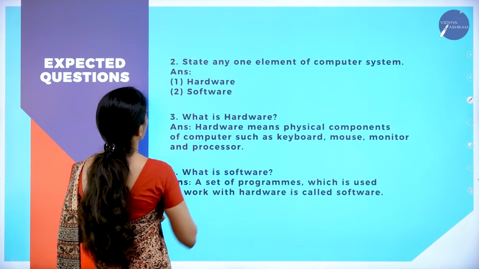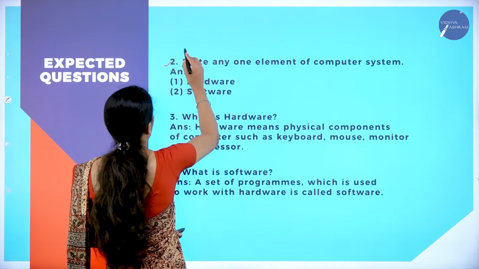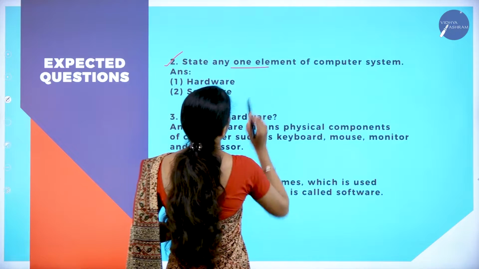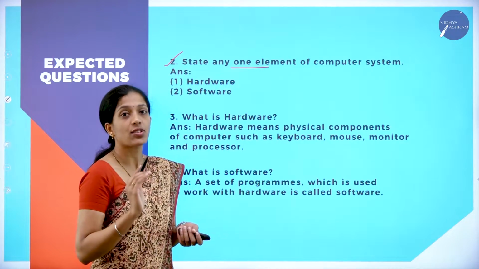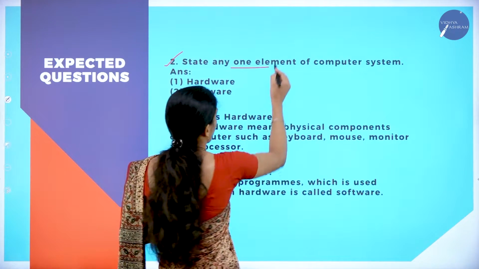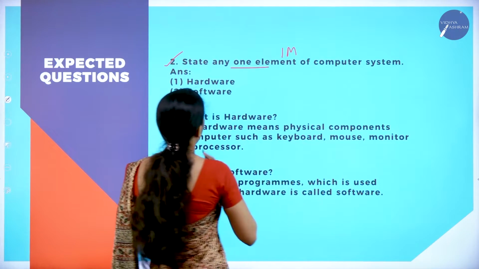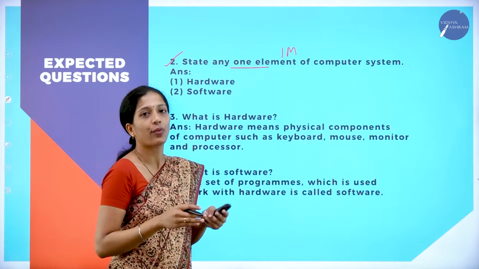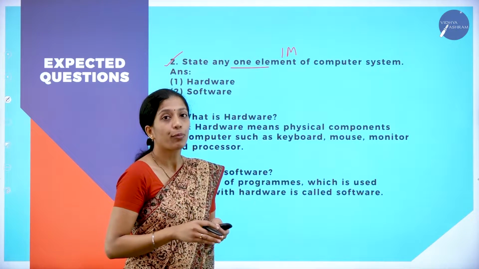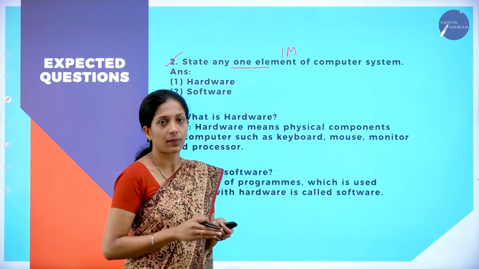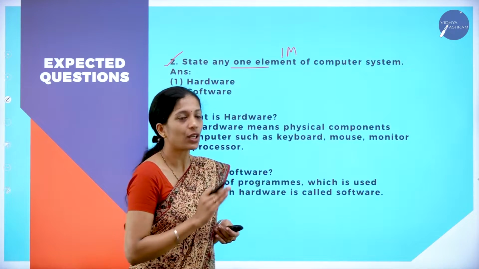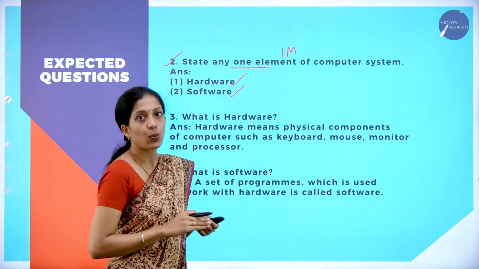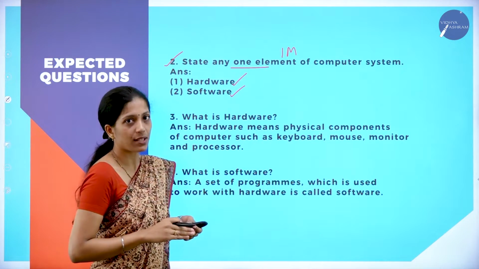Now coming to the next question under the topic elements of computer. State any 1 element of computer. They have just asked 1 element. This is for 1 mark. You can write any of the elements. There are 6 elements like hardware, software, people, procedure, data as well as connectivity. They have just asked 1. You can write any 1. Here I have given 2, but you can write any 1 element of computer system.